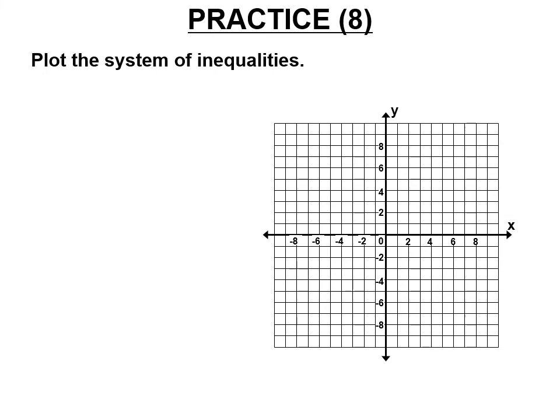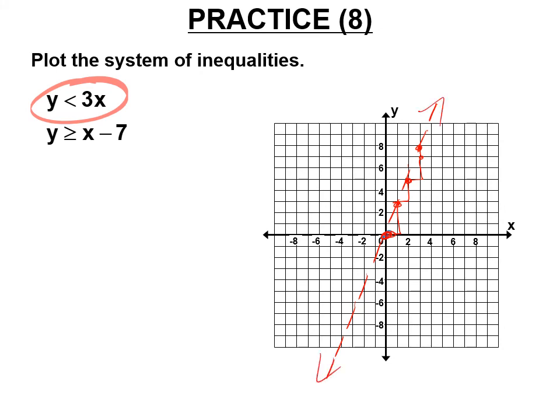Let's practice. So y is less than 3x. So that one has a (0, 0) y-intercept and slope of 3 over 1, of 3. If you're not understanding why this is slope of 3, you should go back to linear functions. And so then this is dashed, and we'd be shading below it.